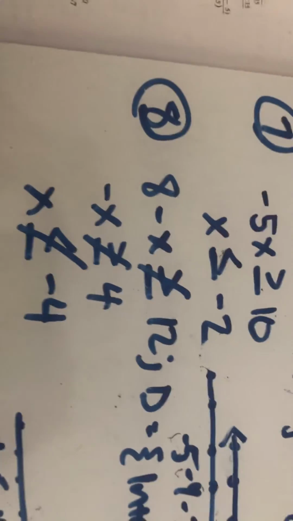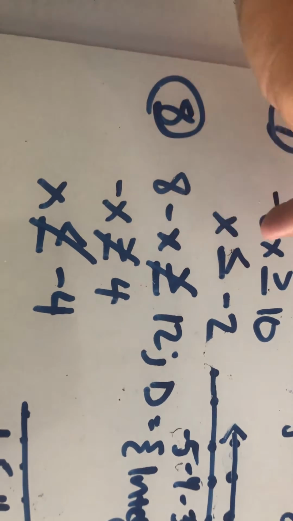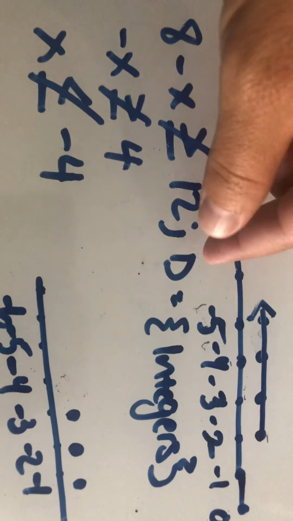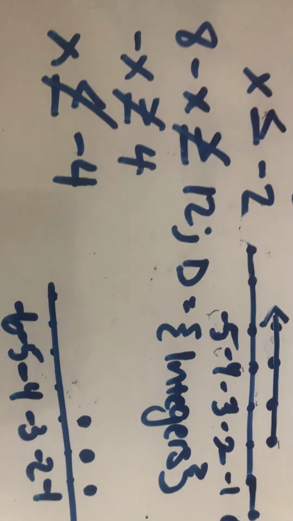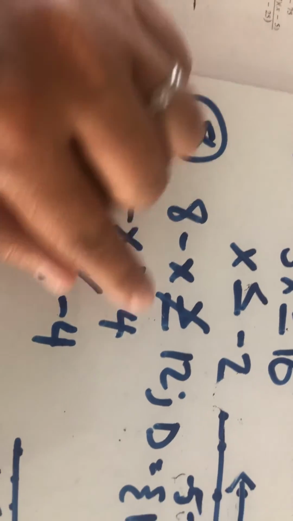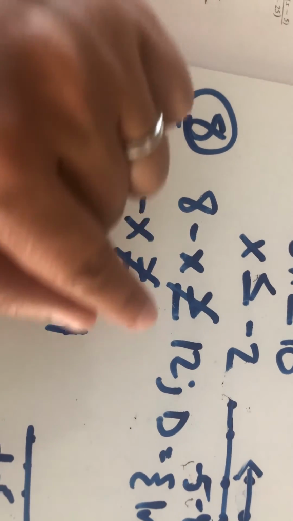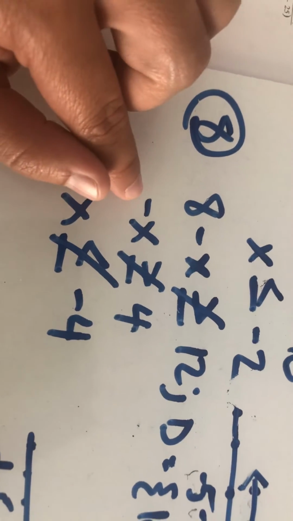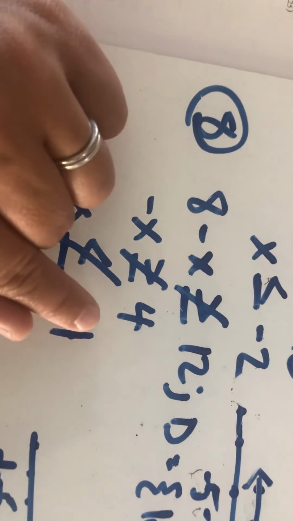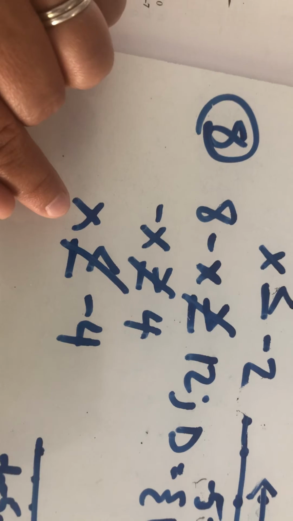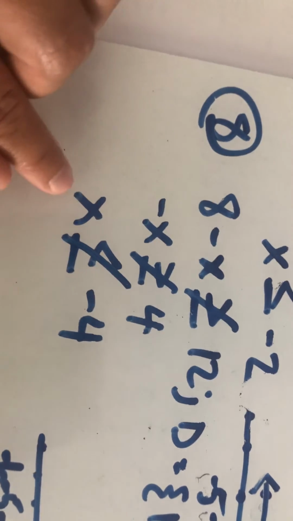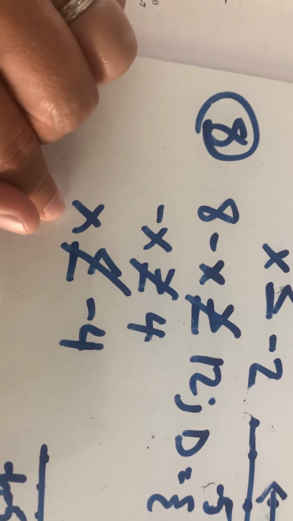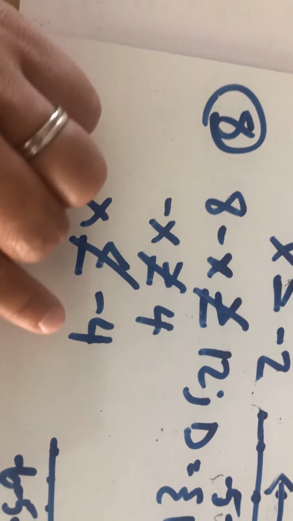For number 8, your question says 8 minus x is not greater than or equal to 12, and your set is limited to integers. Okay, so we start by solving our inequality. We get rid of the 8 and move it to this side by subtracting 8 from both sides. That leaves us with negative x is not greater than or equal to 4. And then I want to swap my negative signs and positive, and when I do that, I need to change the direction of my sign of inequality. So now it reads x is not less than or equal to negative 4.